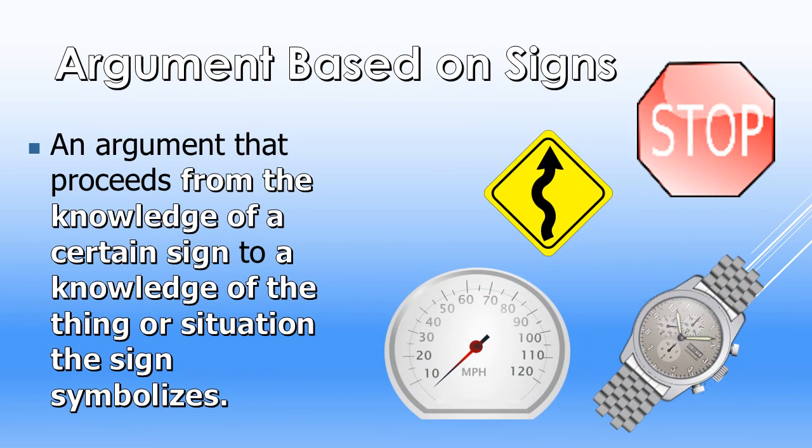Now, arguments based on sign are another very popular form of inductive inference. That argument proceeds from knowledge of a sign to knowledge of the thing that is symbolized by the sign. For example, you see a wavy road sign and you infer that there's going to be curves in the road ahead. The jump from the sign to the thing signified involves an inductive or merely probabilistic inference. The same thing goes when you look at your speedometer and see a certain reading and infer that you are actually going that speed, or even at your timepiece. You see what it signifies and you infer that it is in fact that time of day.